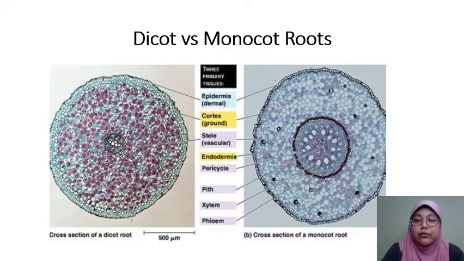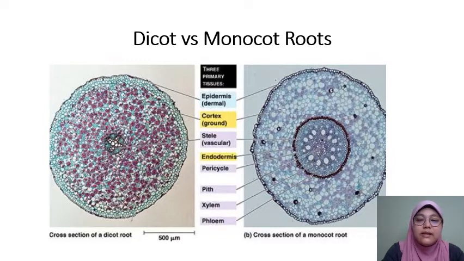So from the primary growth of the roots, they will eventually develop into the mature structures according to their plant types. So when I say plant types here, meaning the dicots and the monocots. The dicots and monocots are plant types, and I hope you remember about them. So there's different structures between dicots and monocots.